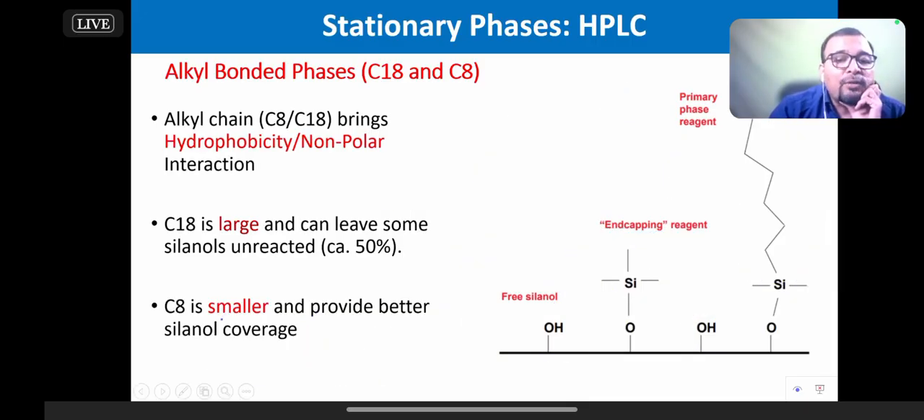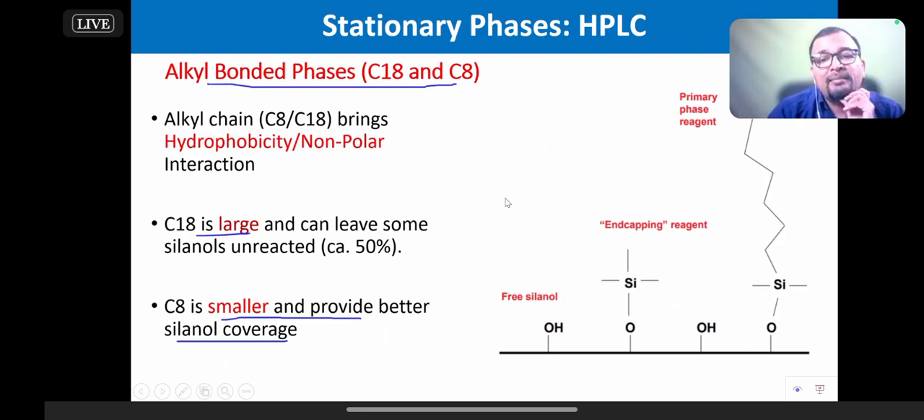C8 is smaller and provides better silanol coverage. That's easy to understand. So which compounds will get more retention on an alkyl bonded stationary phase? Yeah, TEA is also a very nice modifier, Bharat bhai, to reduce the tailing for basic compounds, because TEA will compete and the silanol groups get blocked by the triethylamine. Amazing. Awesome.